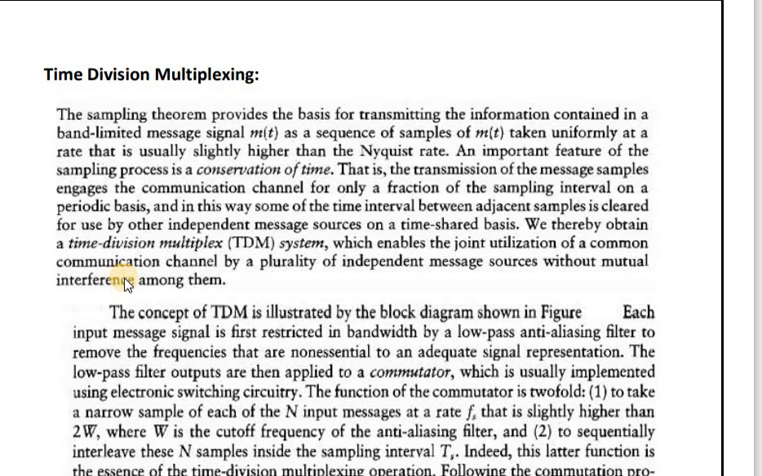Now we actually require how many signals or how many samples should be given in that particular time shared basis. So what we are doing is independently sending the messages, making some samples in that particular time. So hereby we obtain a time division multiplexing system, which enables joint utilization of a common communication channel by a plurality, meaning a number of independent messages can be sent at a time with some time slots. Yes, I hope you understood.